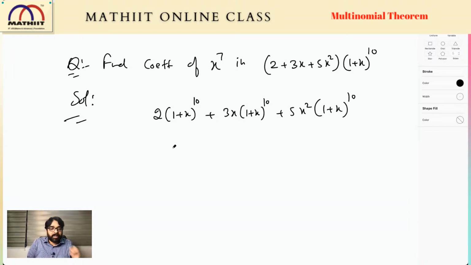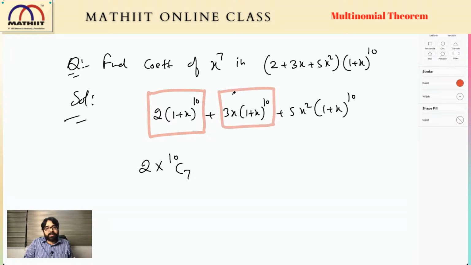Am I right? Now, I want x power 7. First check: can this term give you x power 7? Yes, it can give. What is that? 2 into 10C7. Now decide: can this term give you x power 7? Yes, it can. But in this, 1x is there, so this person's responsibility is to give only x power 6. He is saying, I am already having 1x, please give me only x power 6. So this will give you x power 6 with what coefficient? 10C6. So plus 3 into 10C6.